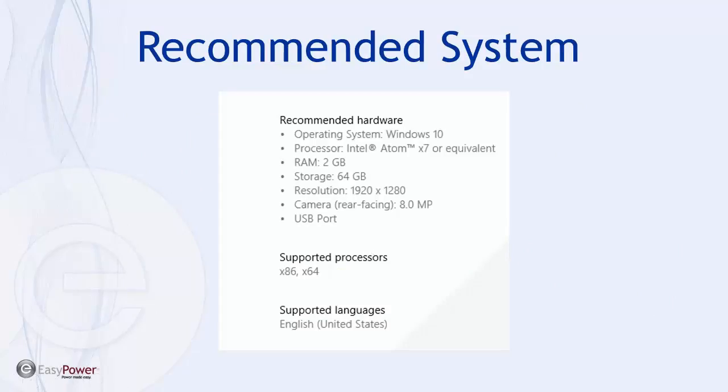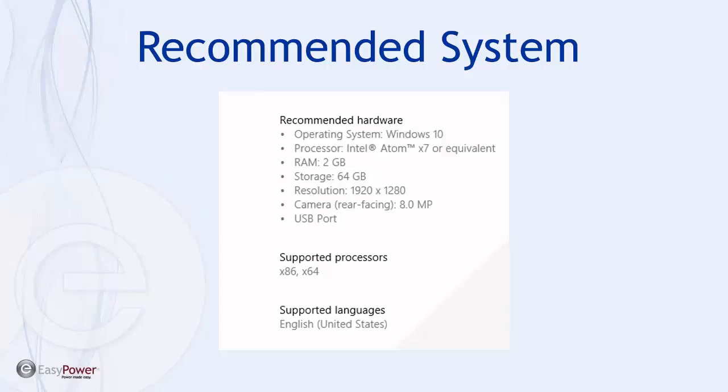For the recommended system, the operating system needs to be Windows 10. You need to have an Intel processor, Atom 7 or equivalent. You need to have 2 gig of RAM, 64 gig of mass storage. It works best with a display resolution of 1920 by 1280, and especially if you're going to be taking pictures with it, a good quality camera with optics that can probably deal with 8 megapixels.